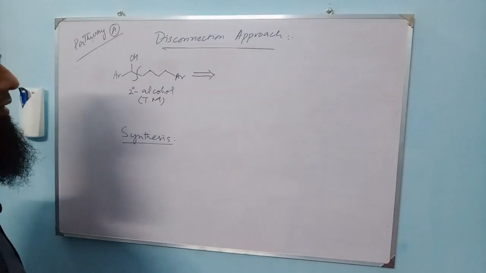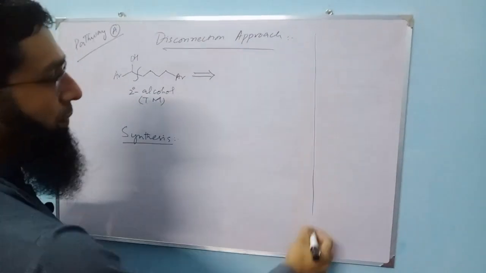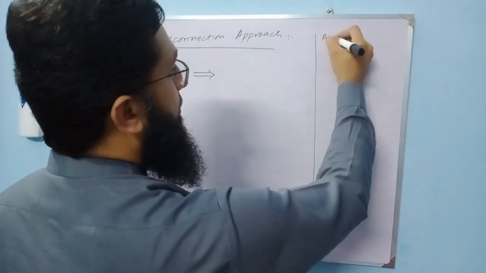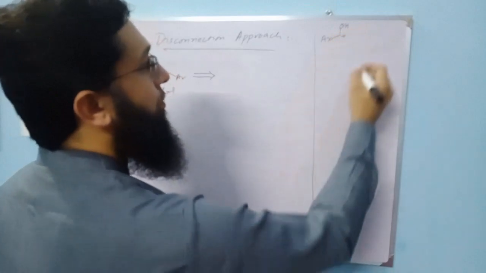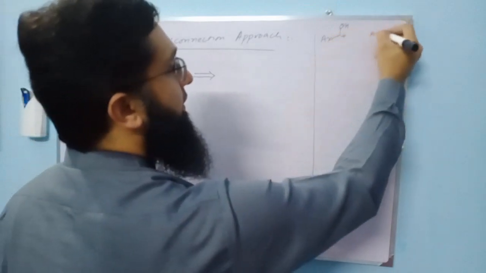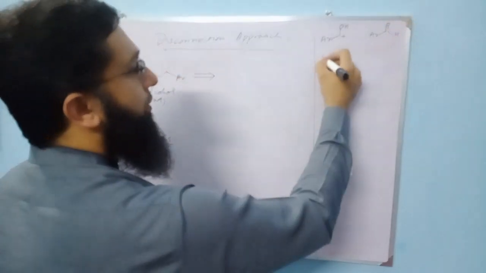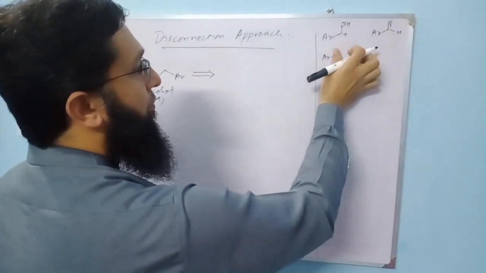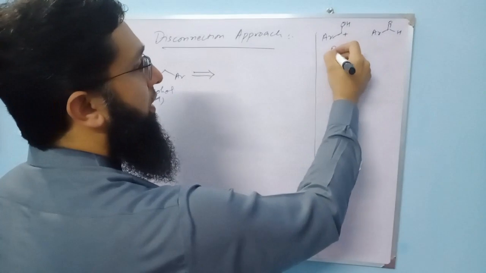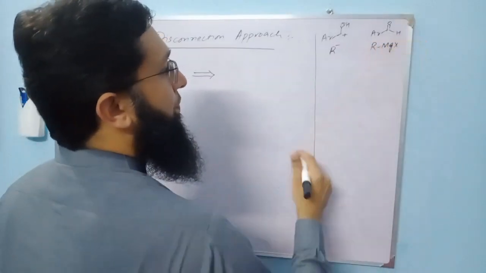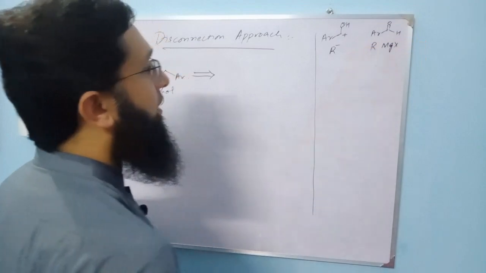We can, in parallel, make a list of synthons. For example, for this synthon we had an aldehyde, and if we had R negative, then we can use a Grignard reagent.